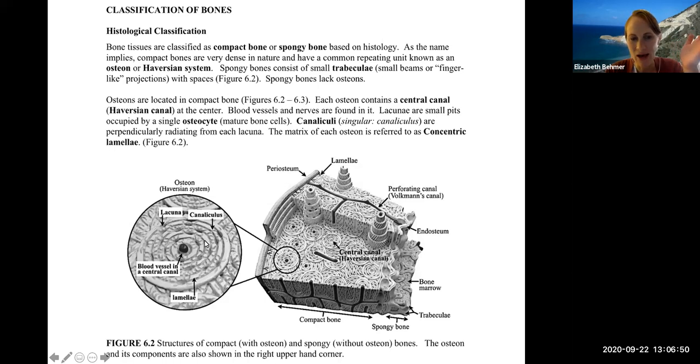So you also see lamella, which are these circular rings of bone that surround the central canal. You see the osteocytes, which are darker, they're in the lacuna, the spaces, and the canaliculi, or canaliculus, those are the radiating lines coming off of each lacuna. And again, they allow for communication between the osteocytes, between those bone cells. So this is a look at compact bone.